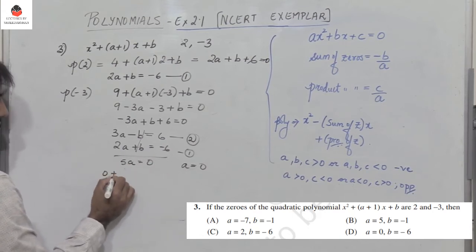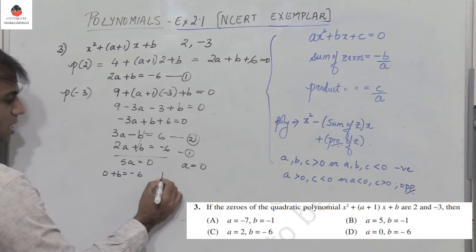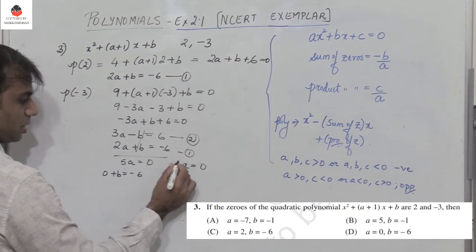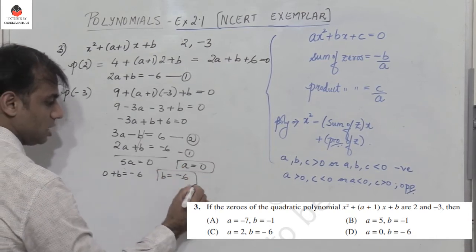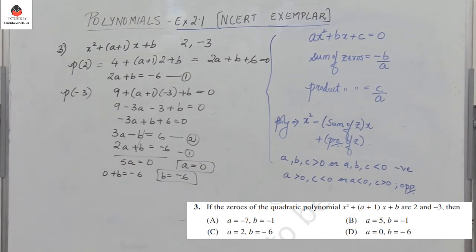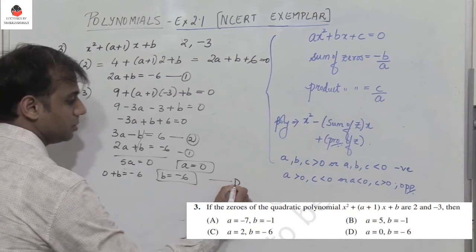Now 0 plus B equals minus 6. So B equals minus 6. So A is 0 and B is equal to minus 6. So for the value A equal to 0 and B equals minus 6, we find that the right option is option D.